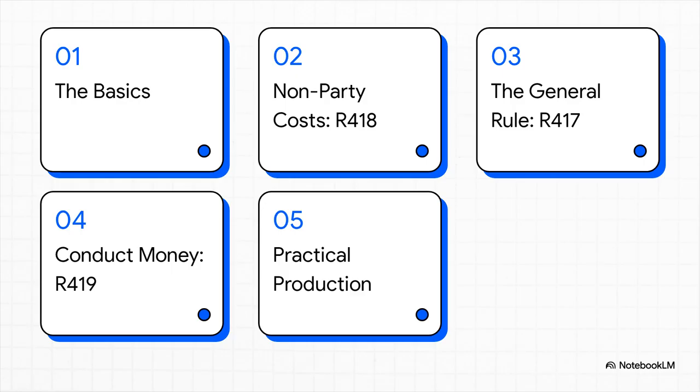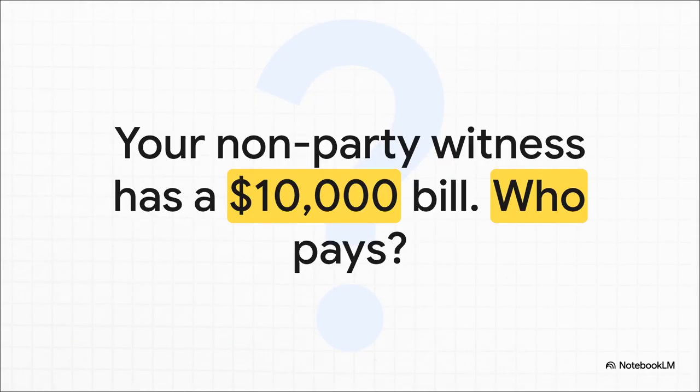Let's jump in. So let's start with a classic scenario, something you could easily see on the exam. You've issued a subpoena to a witness who isn't a party to the case. And to comply, they rack up a bill for $10,000. So who's on the hook for that? The answer, my friends, is hiding in plain sight in Chapter 11, Part 4 of the Uniform Civil Procedure Rules.